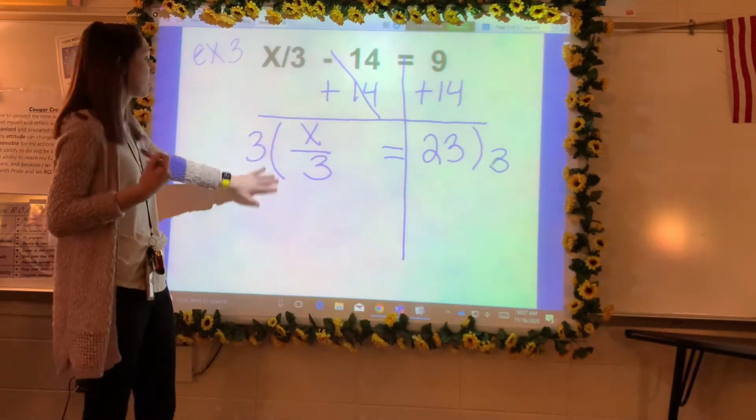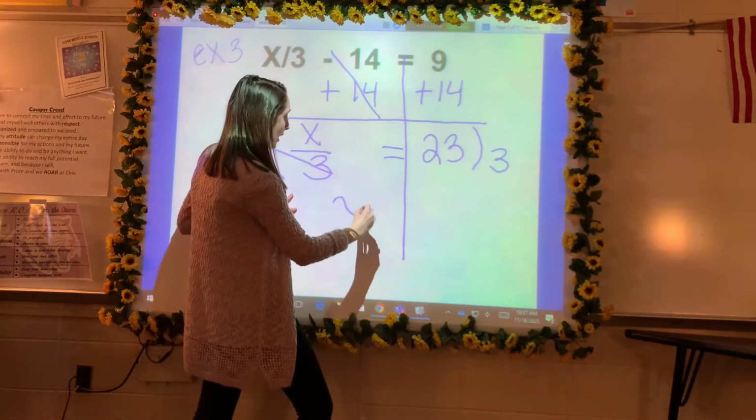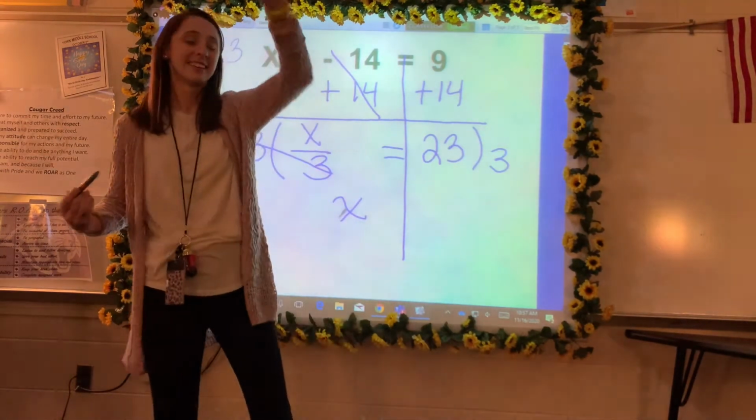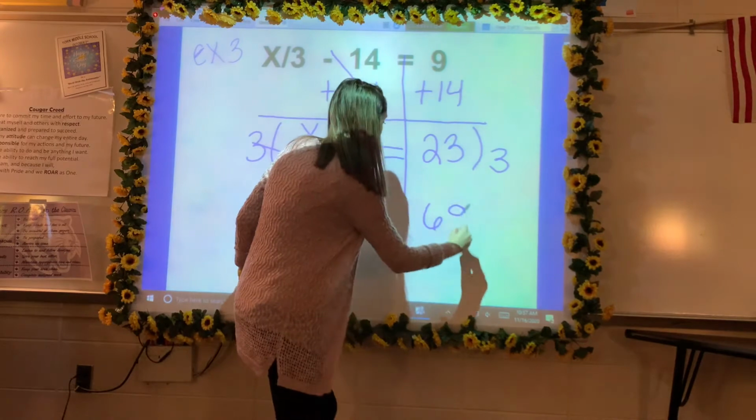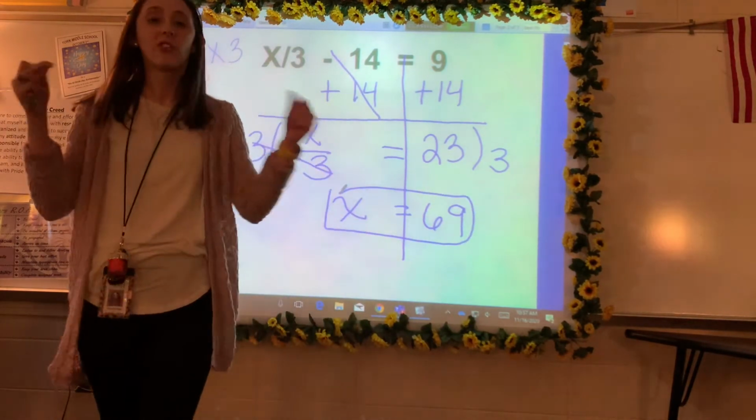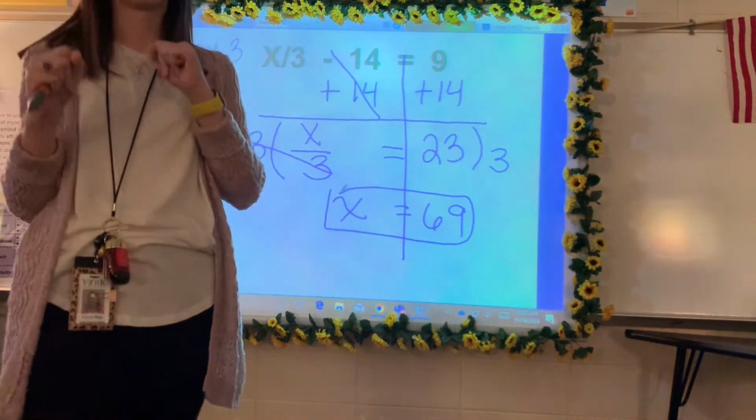Alright, when we multiply these by 3, it leaves us with 1x. And then 23 times 3, you should get 69. So x equals 69. Like I said, we're flying through them, but it's just because I want to give you some more examples just to kind of look at.